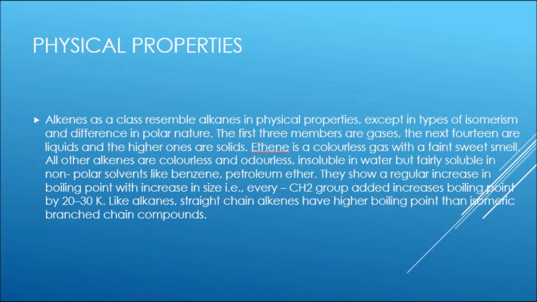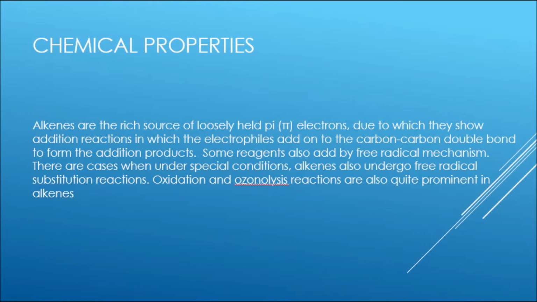They show a regular increase in boiling point with increase in size. That is, every CH2 group added increases the boiling point by 20-30 Kelvin. Like alkanes, straight-chain alkenes have higher boiling points than isomeric branched chain compounds.